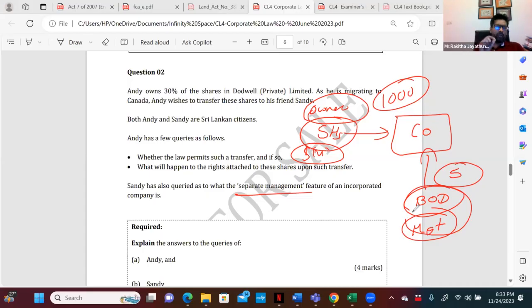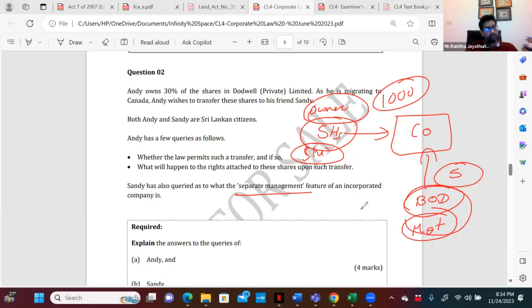The only way that you can intervene or get involved in the management is at the shareholders meetings. You can vote and pass resolutions. By passing resolutions, you can basically interfere with the management. That's the only way. Otherwise, you cannot get involved in the management of the company if you are merely a shareholder. That concept we call separate management.